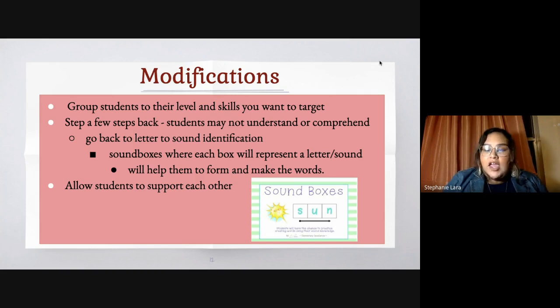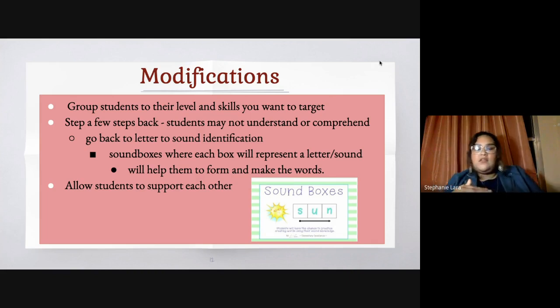With modification, you might need to change or go back a few steps because students may not understand or comprehend the material that you are doing, and maybe because they need more help on the base or foundation of the lesson. What I mean by the foundation of the lesson is that we may be on one level of what we're doing, so we may need to go back a level.